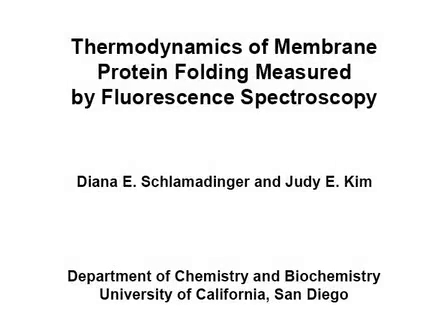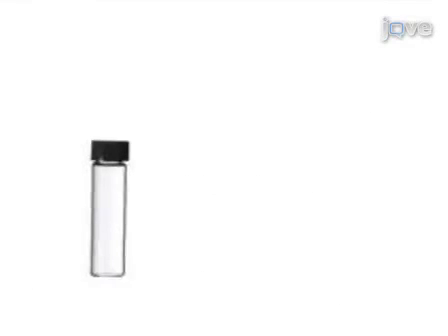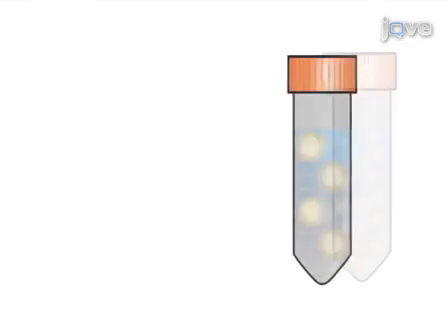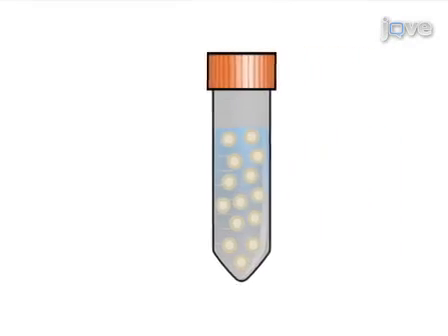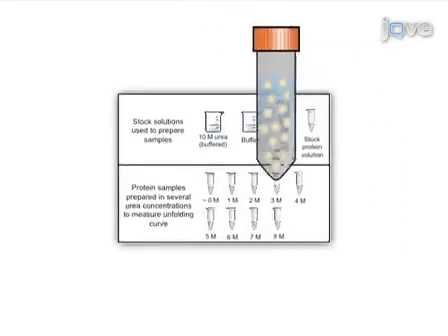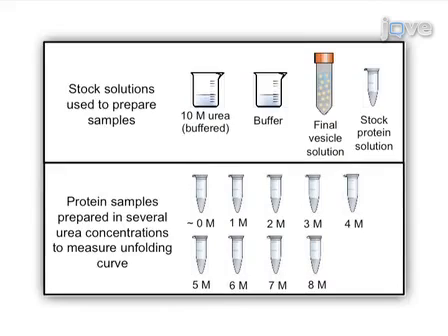The overall goal of the following experiment is to measure the thermodynamics associated with membrane protein folding. This is achieved by first assembling small unilamellar vesicles to provide a folding environment for the membrane protein. Once constructed, vesicles are used to prepare samples containing protein in systematically varied concentrations of urea.